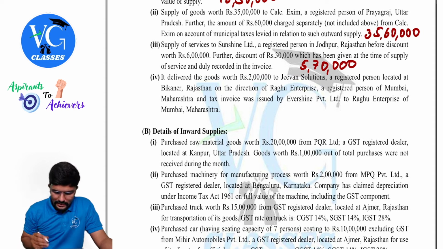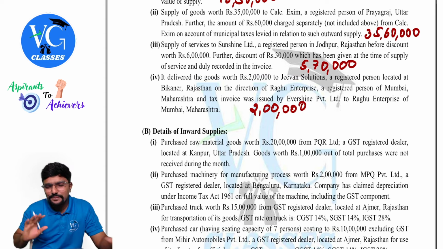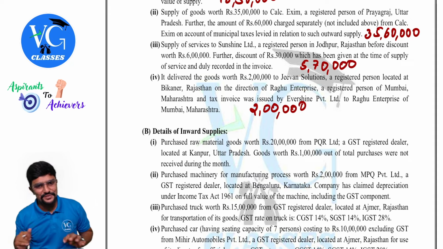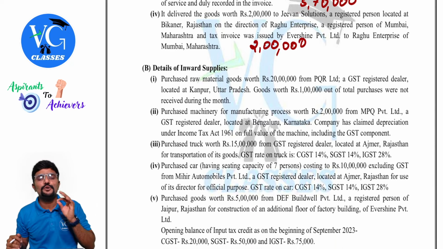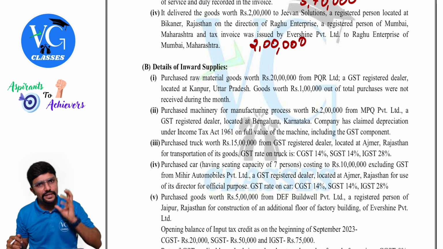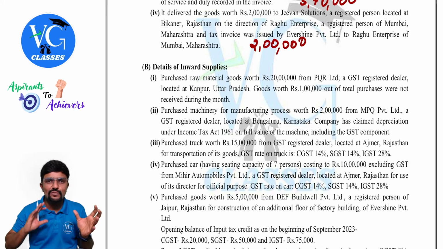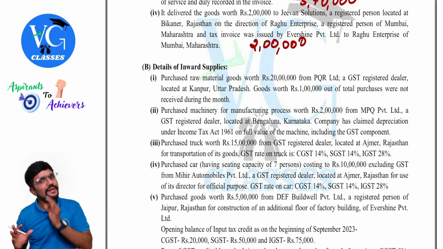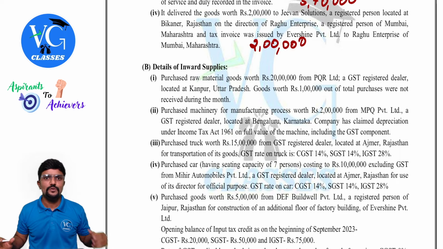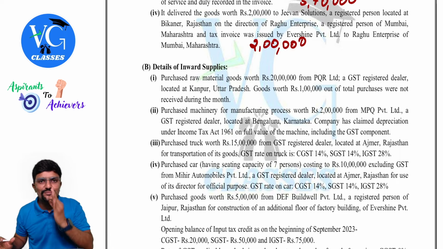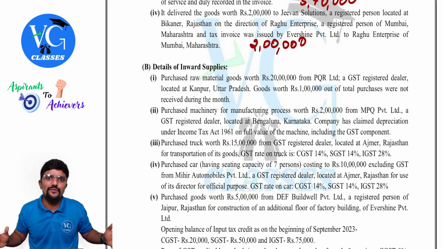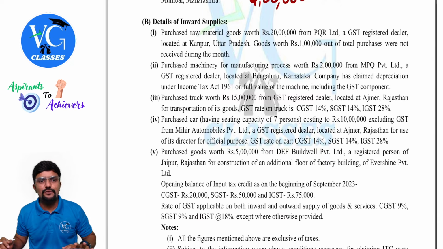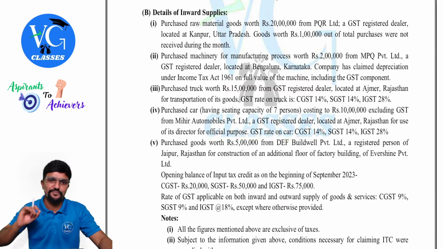So, here it would be 2 lakh only. Here the question they are testing might be on place of supply, guys. So please be careful. It is a bill to ship to transaction. It has been delivered to Jeevan Solution, but invoice is issued in the name of Raghu Enterprise. So who is deemed to be the recipient? Raghu Enterprise. So Raghu Enterprise place of business would be the place of supply, which is Maharashtra, guys. So we have to charge IGST here.